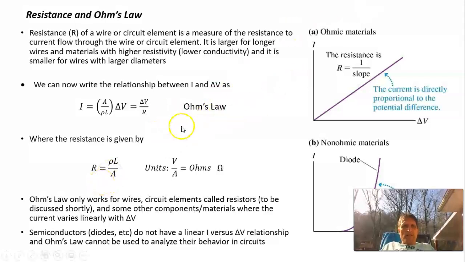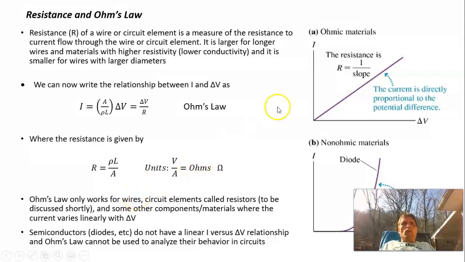And if we plot this, now we have what's called Ohm's law, and we're going to be using this a lot. It says that the current through a wire is proportional to the potential difference divided by the wire's resistance. We're going to be using this a lot in the next chapter.